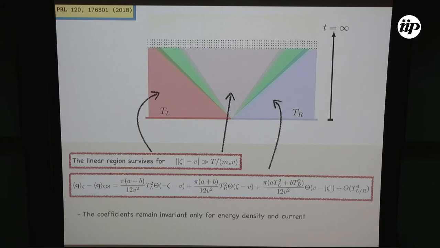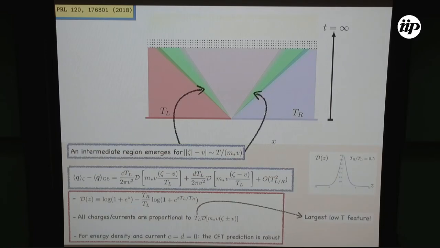I just change the values of these non-universal coefficients here, but we didn't care about them in any case. And notice that they remain invariant in the case of energy density and current, as it should, following the conformal field theory prediction. But if I instead look at the region which is of order t close to the transition point, I find a different result for the profiles. Basically, I find that all the profiles of all charges and currents are proportional to the same function, this d, which is a peaked function of this form.